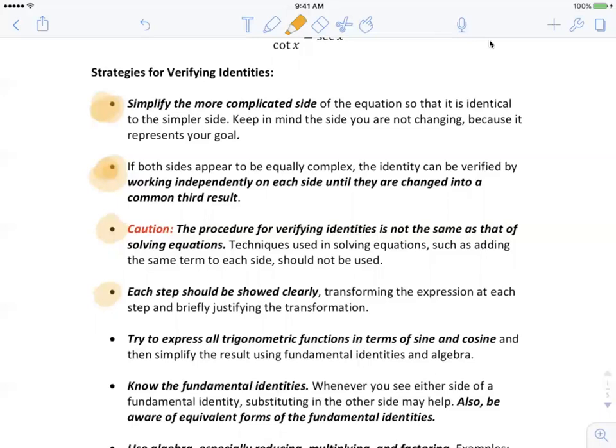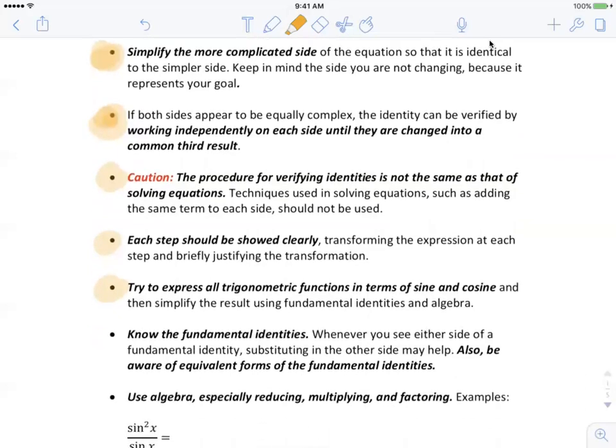Some general techniques beyond that. If you're stuck, maybe try to get everything in terms of sine and cosine and see what reduces algebraically. Know your fundamental identities from that first page in 7.1. And also don't forget about the equivalent or alternate forms of the fundamental identities. They pop up, so do a substitution with those sometimes. And then it's algebra, algebra, algebra. Most of this is going to come down to algebra.